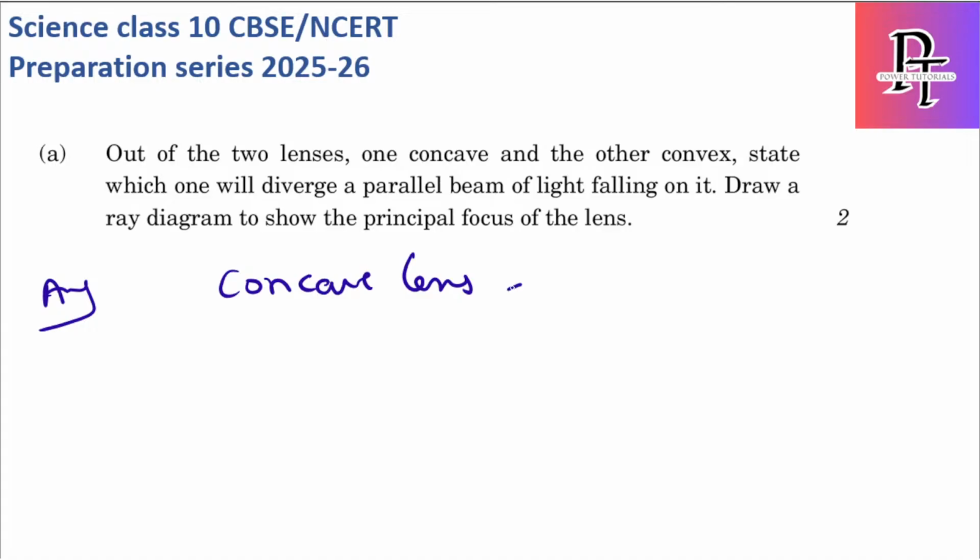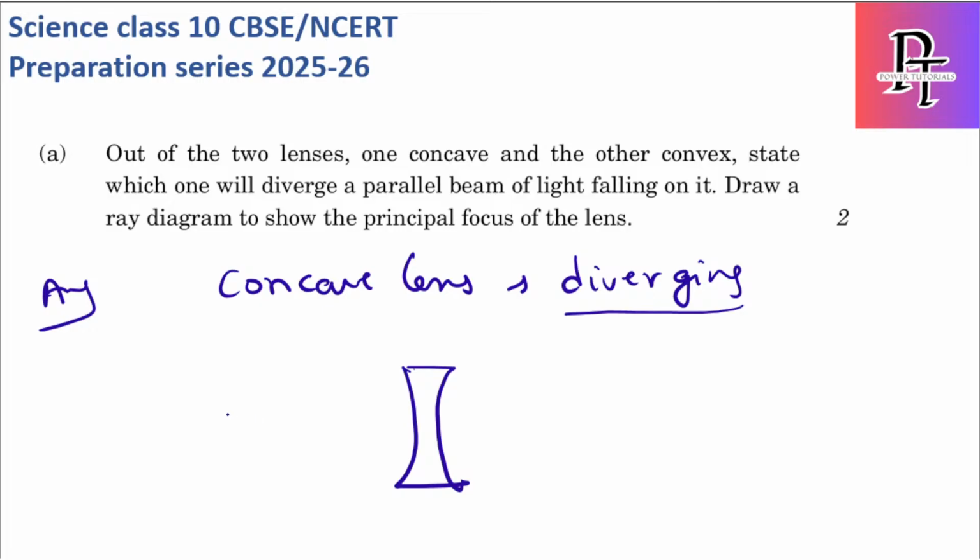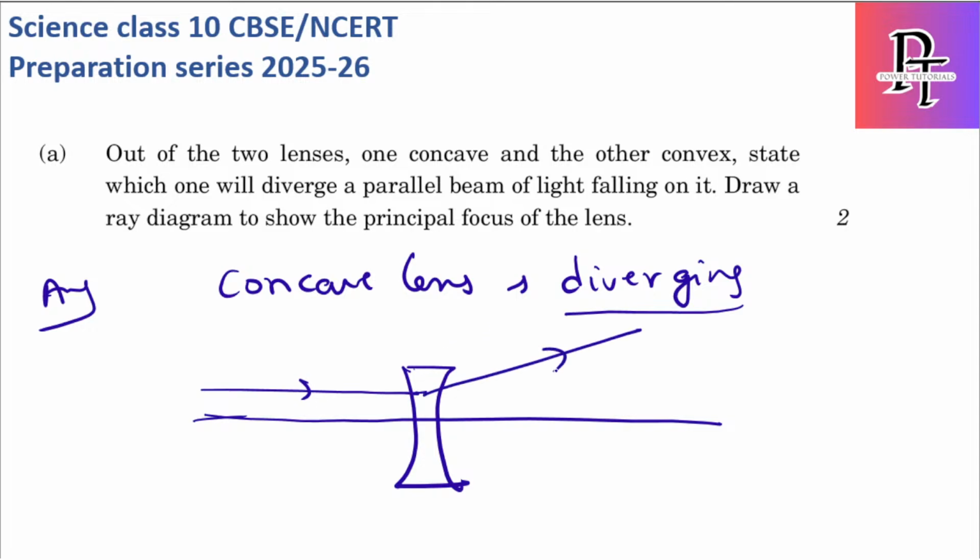Okay, so concave lens, any light ray falling on a concave lens will diverge. They're asking for the ray diagram as well. So let's draw the ray diagram for concave lens. If a parallel ray is coming like this, what will happen? The light ray will get diverged. Okay, this is done.